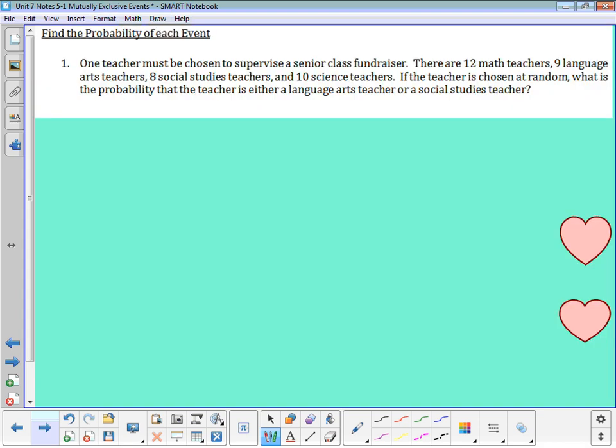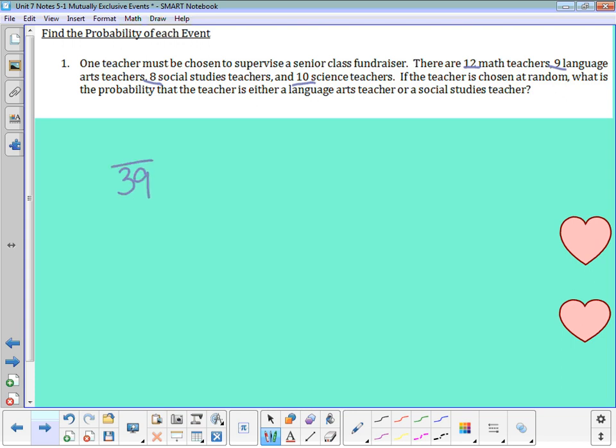Next, let's find these probabilities. One teacher must be chosen to supervise the senior class fundraiser. There are 12 math teachers, 9 language arts teachers, 8 social studies teachers, and 10 science teachers. If a teacher is chosen at random, what is the probability that the teacher is either a language arts teacher or a social studies teacher? First we need to figure out our total number of teachers. We have 12 plus 9 plus 8 plus 10, and that's going to give us 39 total teachers.